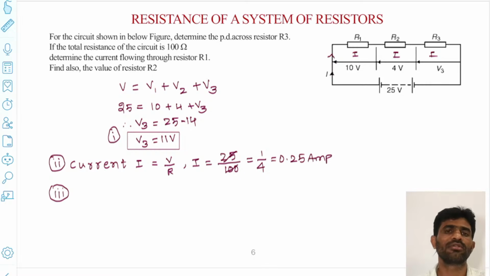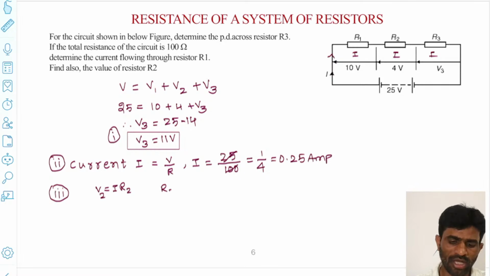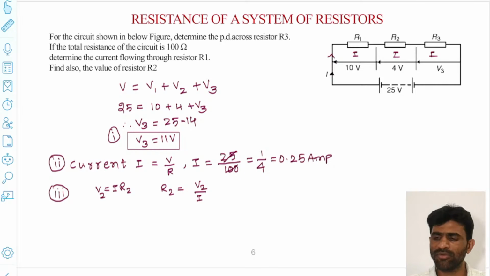Again we use the same formula, that is Ohm's law. We know V is equal to IR, but here it is V2 is equal to IR2. We have to use V2 is equal to IR2. By using this formula, V2 is equal to IR2, R2 is equal to V2 by I.